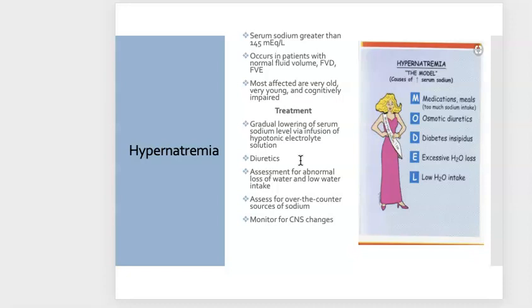We may give diuretics. We're going to assess for abnormal water losses and low water intake. Assess for over-the-counter sodium, because maybe they're taking something that has a lot of sodium, like certain dietary supplements have a lot of sodium. And we're going to monitor for central nervous system changes.